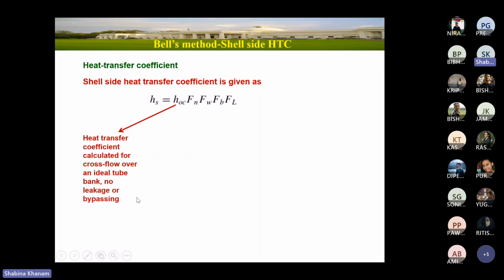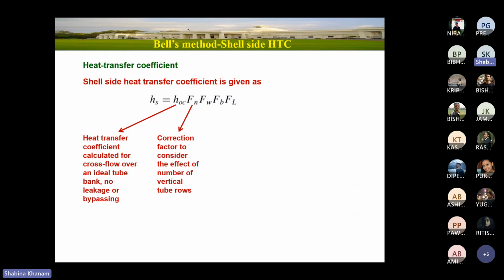How we consider that, and the related factors for the shell side heat transfer coefficient, we will see. But I hope you understand this is the ideal case where only the tube bank is available, and I am not considering any hindrance from any other stream. Even the cross flow stream effect is not available here. It is the ideal tube bank. So this is HOC, and how we calculate it we will see.